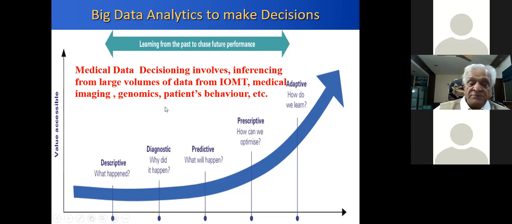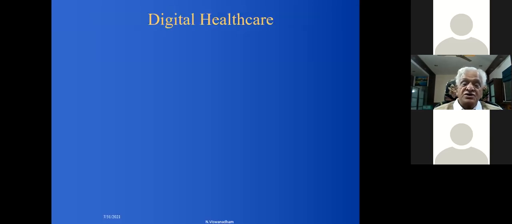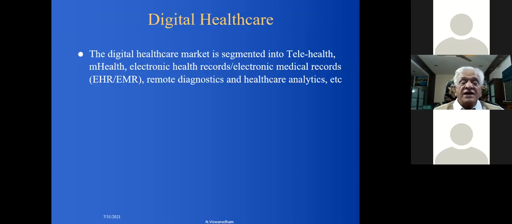Now, what is the big problem here? How do I collect the data? And what is the data? How do I know what data is needed in this? So that becomes a big problem. When you're automating the decision making, instead of the doctors, the analysts should tell what data should be collected depending on the patient's requirement and so on.